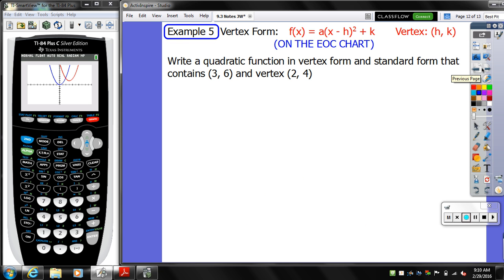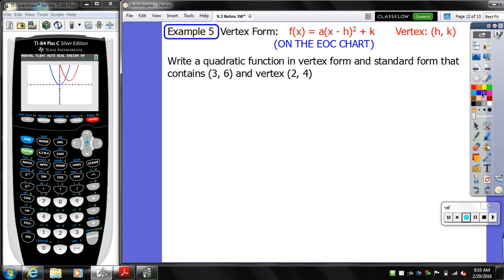Okay, now we are going to write an equation in vertex form given a couple of points. So notice I put the vertex form at the top for you, and it is on your EOC chart. Make sure you're using the most up-to-date EOC chart. Write a quadratic function in vertex form and standard form that contains the point 3, 6 and vertex 2, 8.